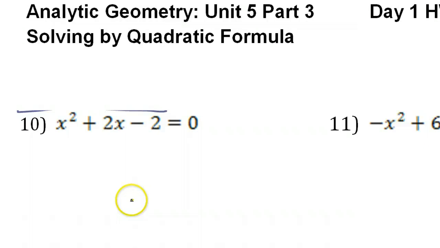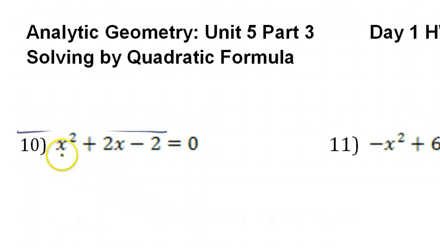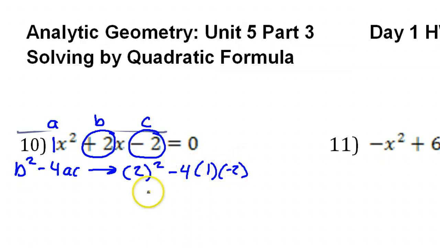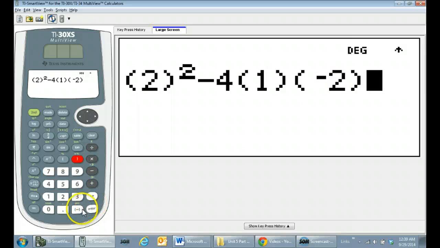Alright, so problem number 10. The first thing we will do is calculate the discriminant, which is b squared minus 4ac. For this particular problem, a is 1, b is 2, and c is negative 2. So b squared minus 4ac is 2 squared minus 4 times 1 times negative 2. This is called the discriminant, and the discriminant is 12.